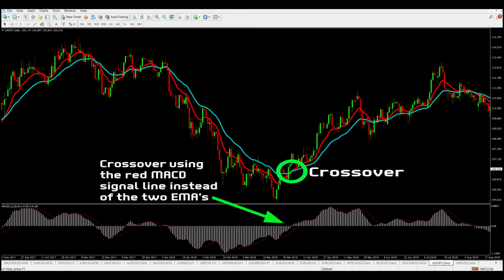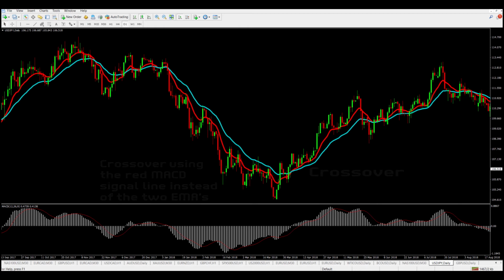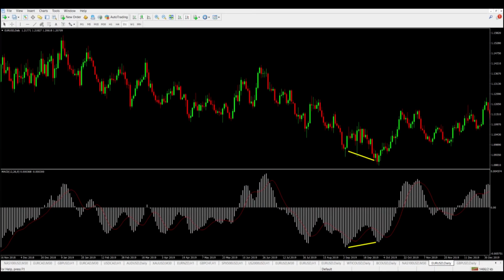The more distant the MACD histogram is above or below the baseline as shown here on the indicator, then the greater the distance between the two EMAs is growing. When the histogram crosses over to the other side, it gives another indication of a potential trend reversal. Let's now take a look at how to use the histogram to identify divergence.